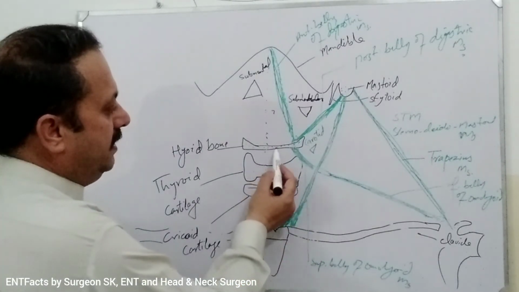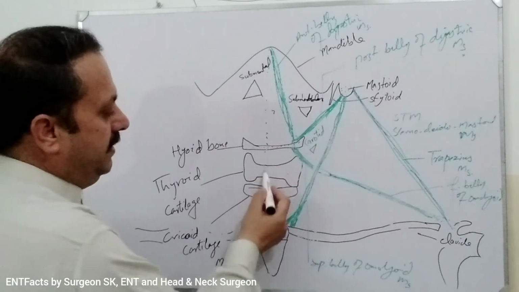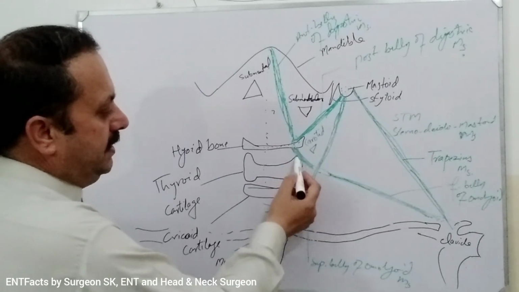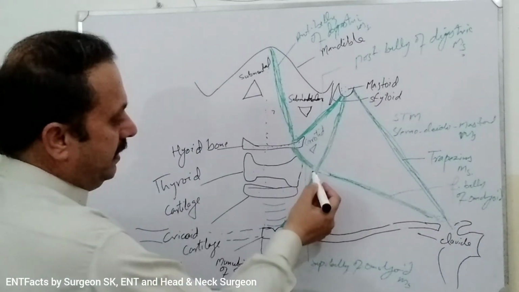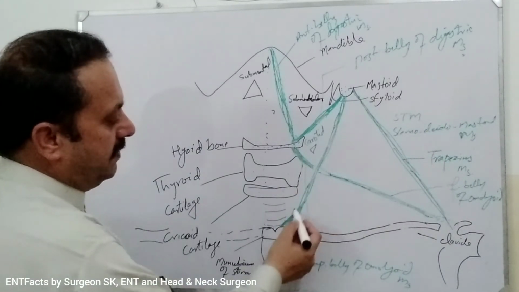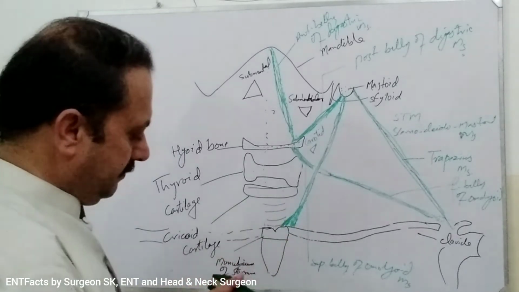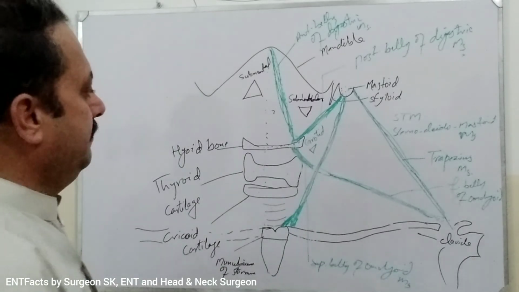So this is superiorly bounded by the inferior border of the hyoid bone, medially by the midline. In this part, it's made by the anterior border of the superior omohyoid belly, and here in this part by the anterior border of the lower part of the sternocleidomastoid muscle. Now these are the different triangles.